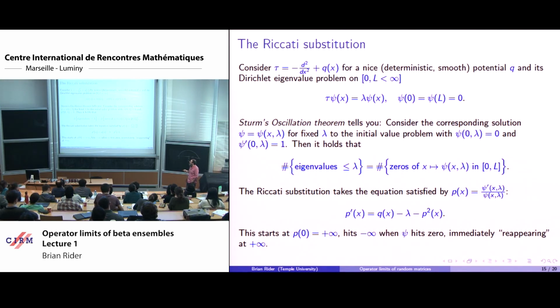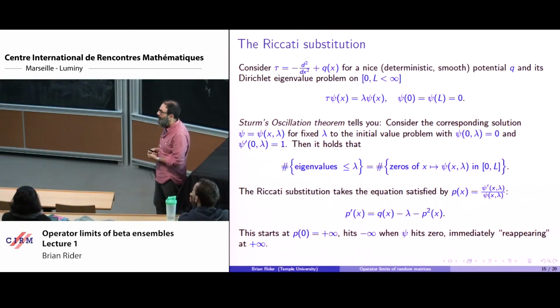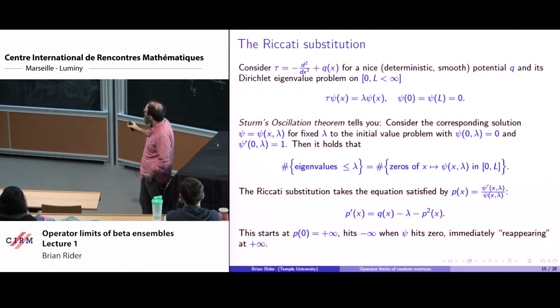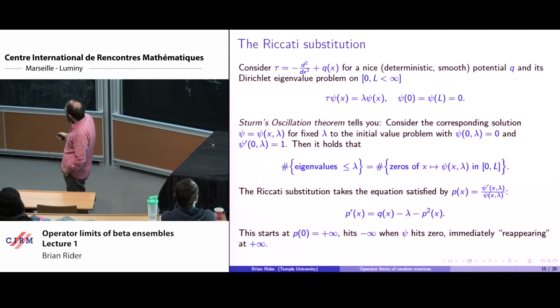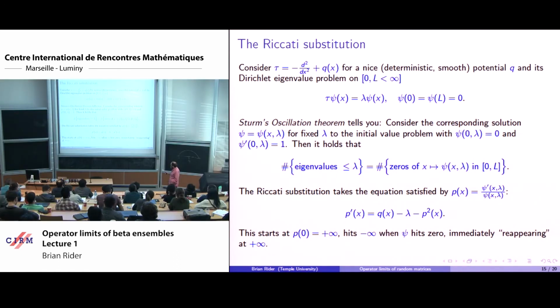And now, where does P start? Well, psi prime over psi is infinity at 0, but that's okay because this nonlinearity will bring the solution down immediately. And every time psi crosses 0, from top to bottom, P hits negative infinity. By following the coordinate 1 over P, you can see that it immediately reappears at infinity. So the Riccati solution starts at infinity, hits minus infinity, kicks itself back to infinity, and goes again.